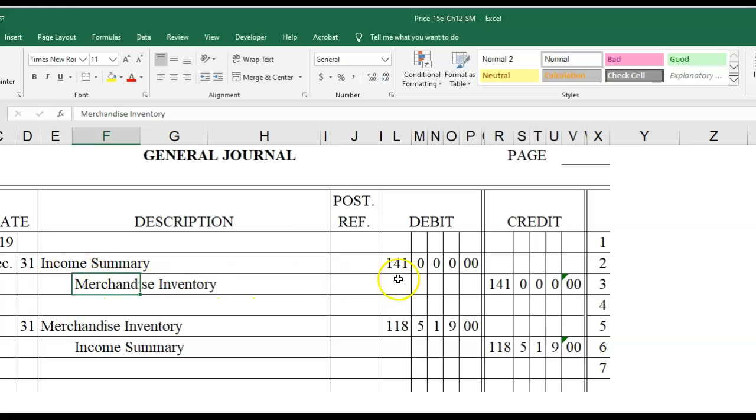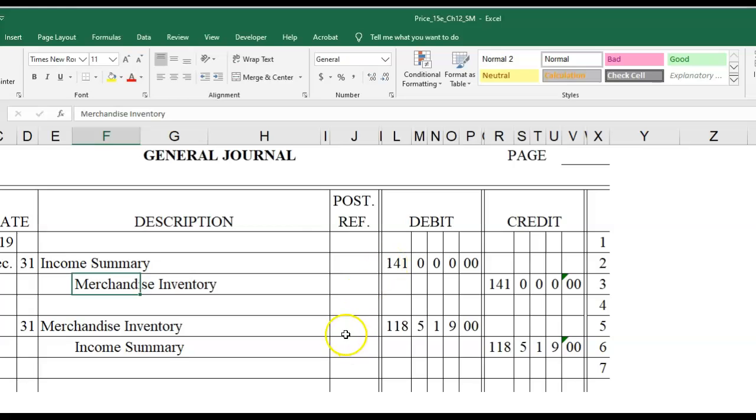All right. Merchandise inventory is normally a debit, so you need to credit that for the 141. What we're doing is we're closing out the merchandise inventory account because we took a physical count and realized that's not the amount it's supposed to be. Then you have to debit something, so you're going to debit the income summary.